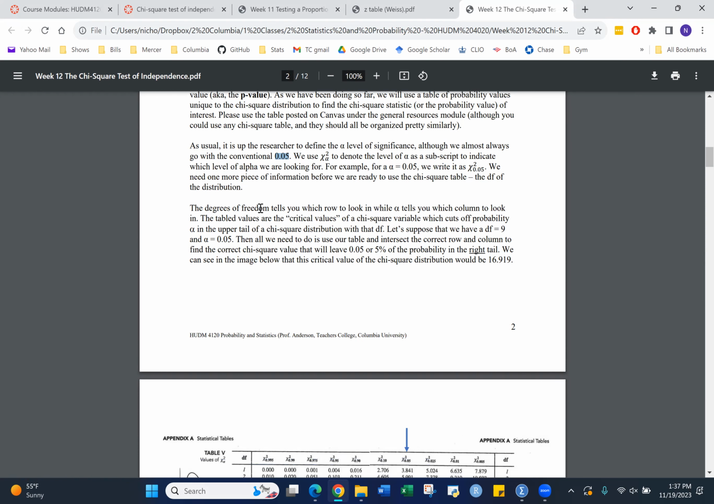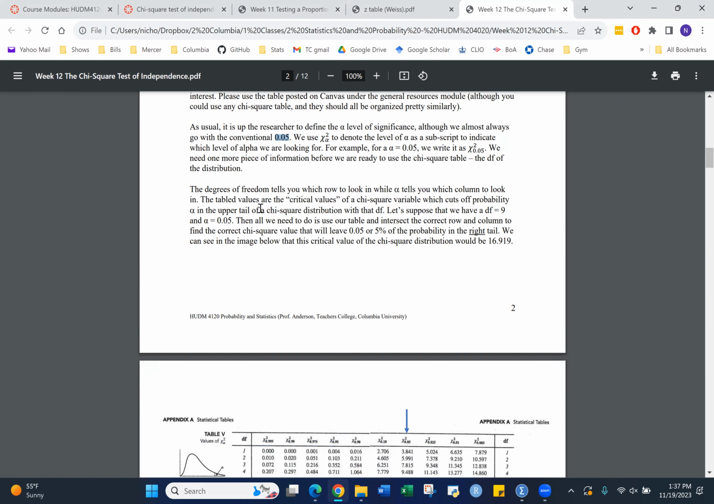Now, there's one more piece of information we need before we can look up a critical value in a chi-square table. The chi-square distribution, as we've talked about, has one parameter called the degrees of freedom. Just like we needed the degrees of freedom when we looked up the critical value of a t statistic, we also needed the alpha value to look up t or z statistics. We're going to need both the degrees of freedom and the alpha here to use a chi-square table, just like we need both of them to use a t statistic.